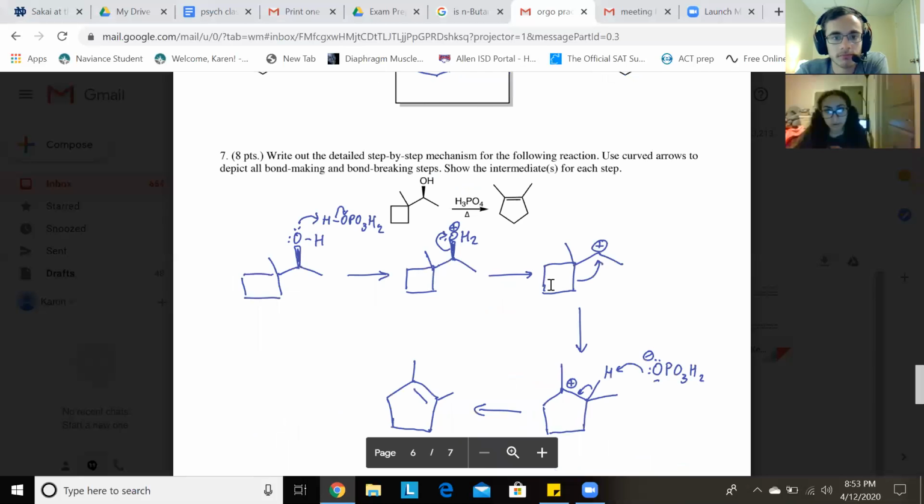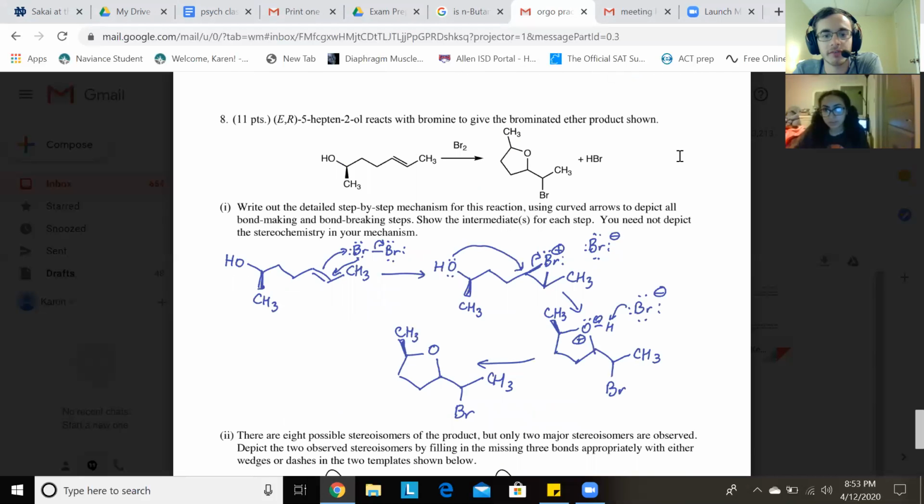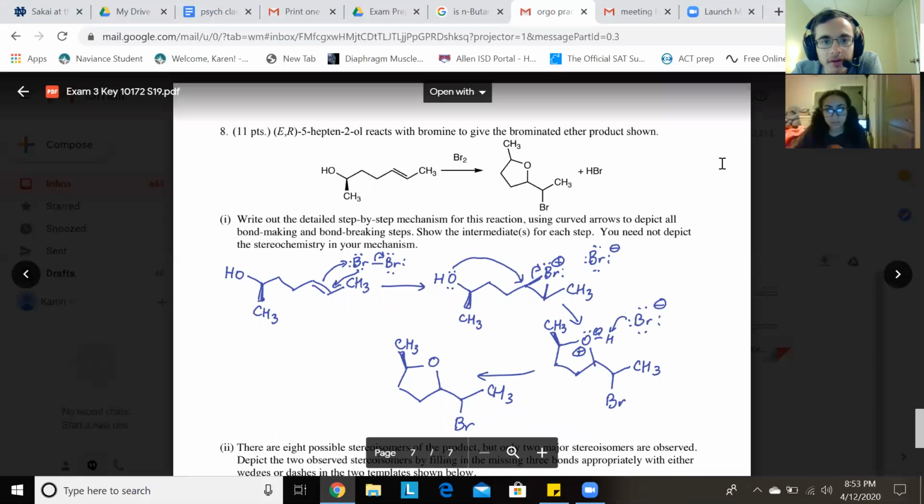Okay, so on number 8, well, can you see that? I'd appreciate if you scroll up a little bit as far as you could so that I could still see what's going on for part 2. Okay, so E-5-heptene-2-ol reacts with bromine to give the brominated ether product. You didn't hear that voice crack. Get the brominated ether product shown.